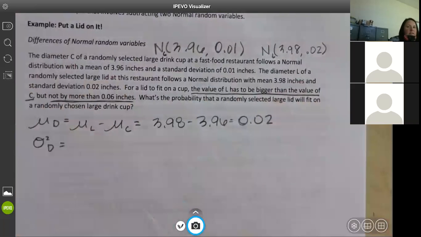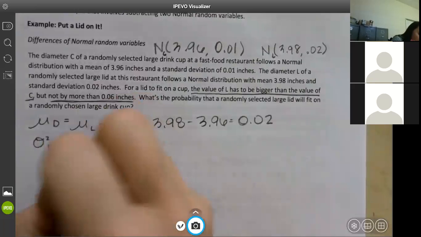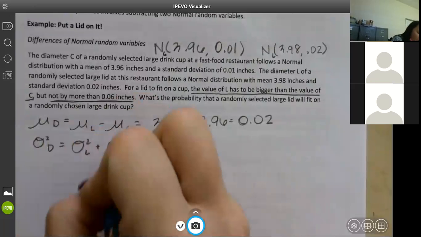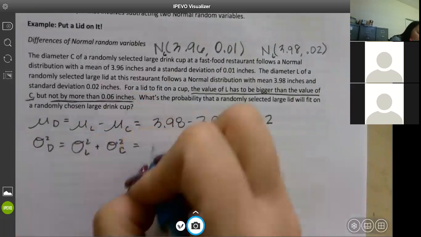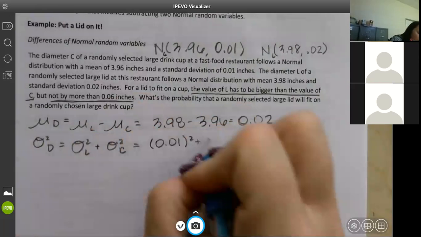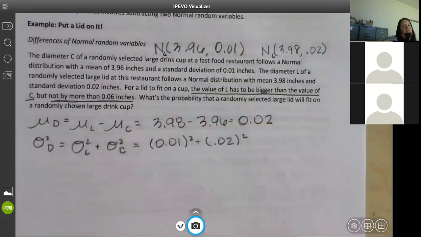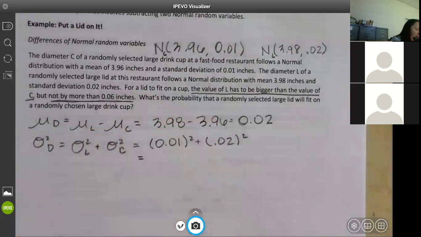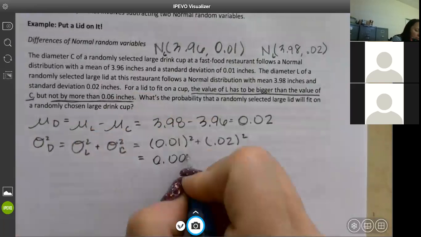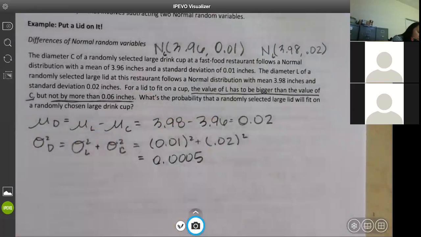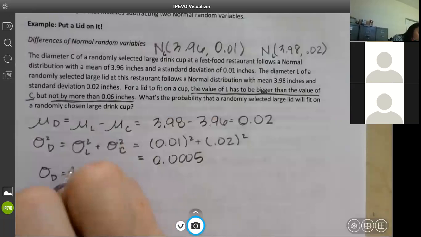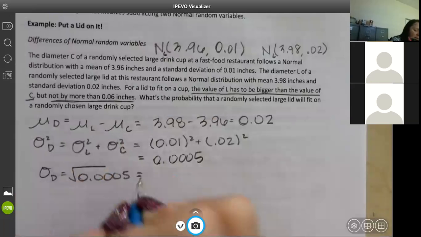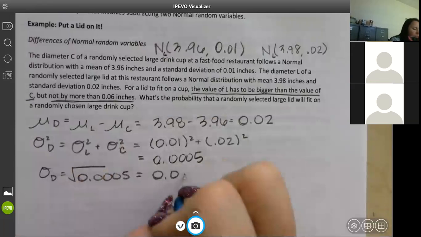We need to find our variance of the difference, which is the same thing. It doesn't matter on this one which order you put it in because you're adding them. So 0.01 squared plus 0.02 squared. And I know that is backwards because the lid should come first, but you're adding, so it doesn't matter what order you put it in. So if you're a little bit OCD about it, flip it around and it's fine. But that gives you 0.0005. So then your standard deviation is the square root of that, 0.0005, which is going to be 0.0224.